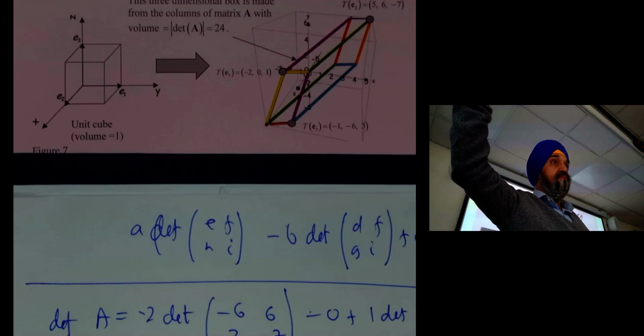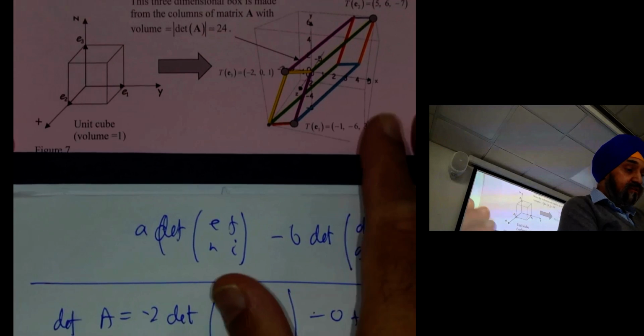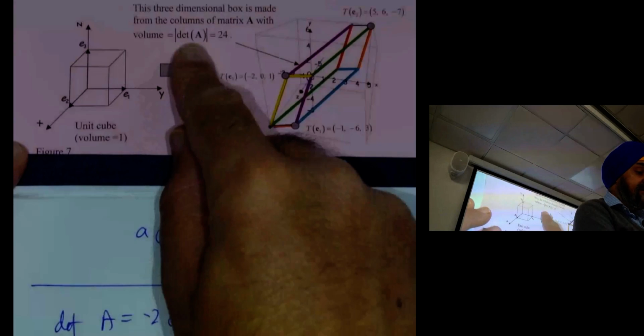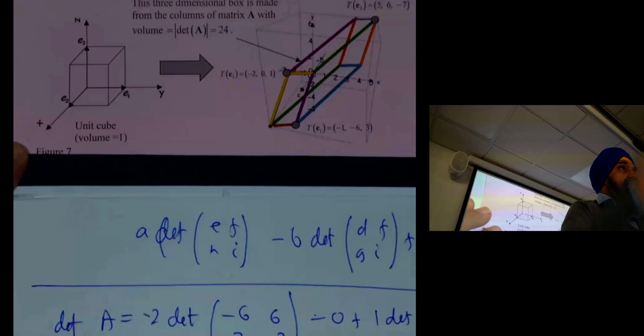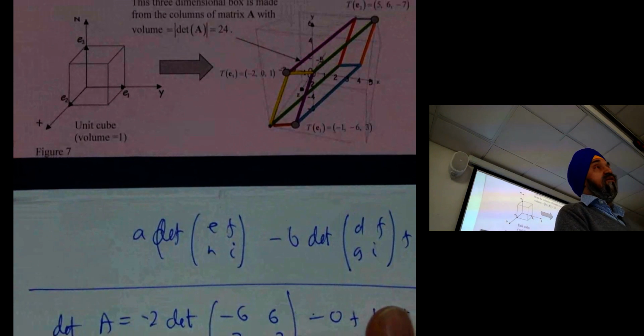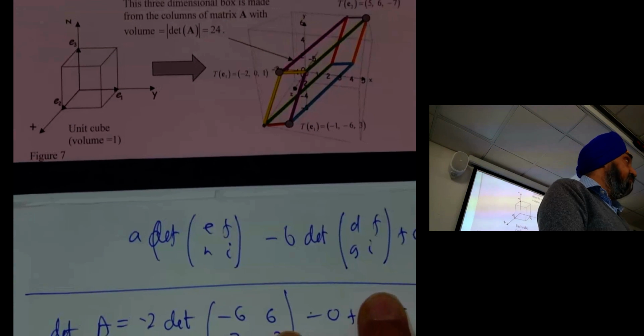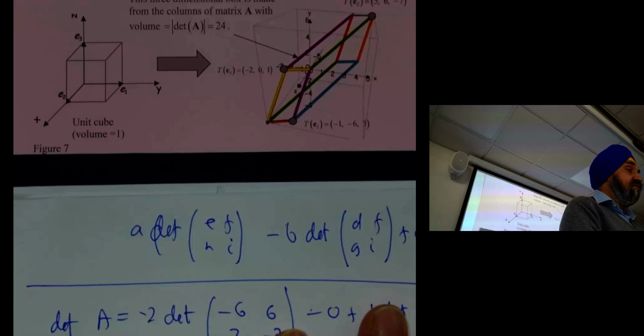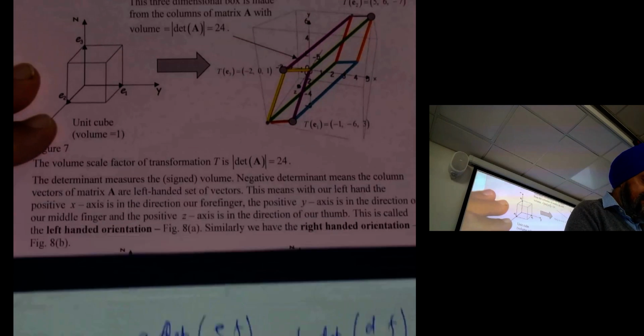So that's what we mean by this. This is why I put a plus sign. I took the modulus, because volume can't be negative. Well, in mathematics, anyway, it can't be negative. Let's keep it like that, shall we?